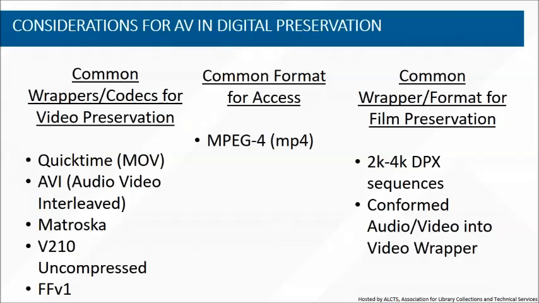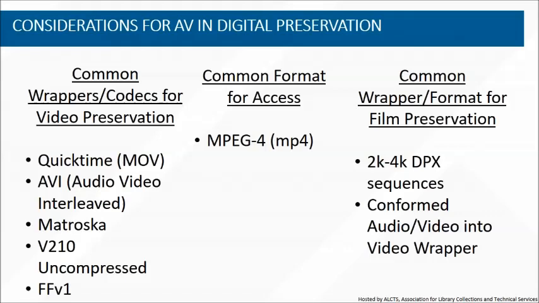So let's just talk quickly about some common wrappers and codecs for video preservation, some common formats for access, and some common wrappers and formats for film preservation. In the first part of the webinar series, we talked about wrappers, what they are, how they can be used. In a preservation context for audiovisual material, you're going to see these more so than others: QuickTime, which are MOV files, AVI, which is audio video interleaved, and Matroska, which has the extension MKV. Matroska is a file wrapper that is pretty advanced and can contain a lot of different essences and a lot of different metadata that makes managing files easier over time, because you can embed metadata.